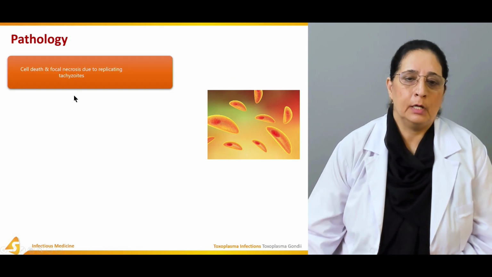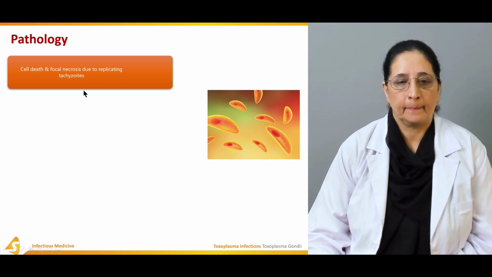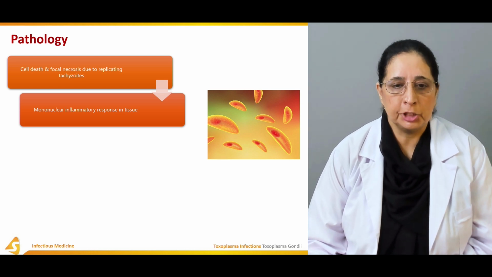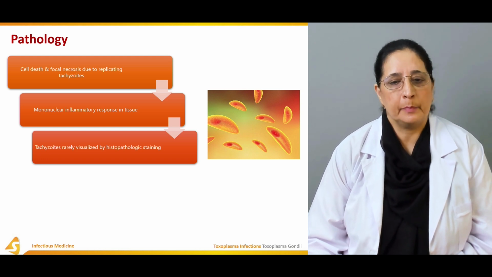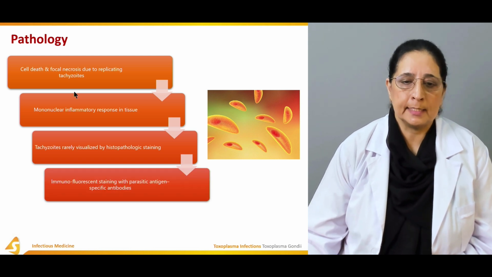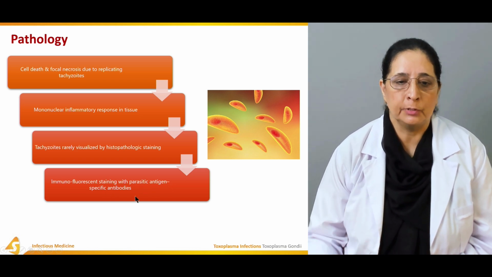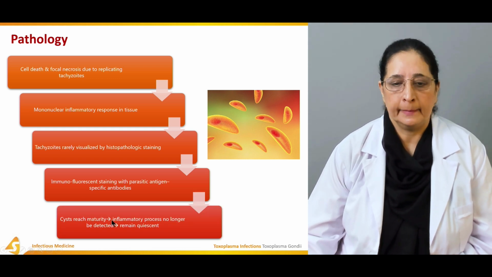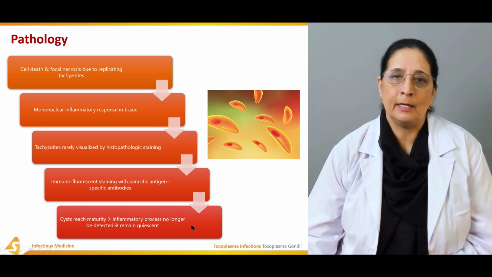Cell death and focal necrosis occur due to replicating tachyzoites, with a mononuclear inflammatory response in tissue. Tachyzoites are rarely visualized by histopathologic staining. Immunofluorescence staining with parasite antigen-specific antibodies is used for visualization. Once cysts reach maturity, the inflammatory process can no longer be detected, and they remain quiescent.